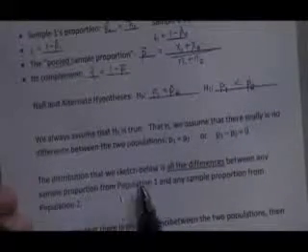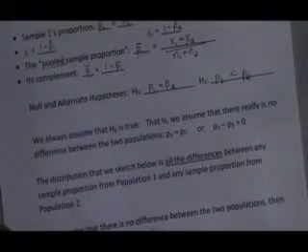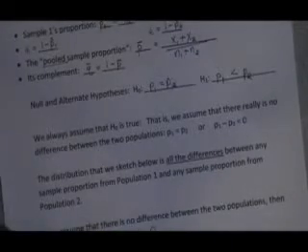The distribution that we're going to sketch in just a second is going to be a distribution of all the possible differences between any sample proportion from population 1 and any sample proportion from population 2. And if we're assuming that there is no difference between these populations, then most of those differences should be 0. We'll continue it in the next video.